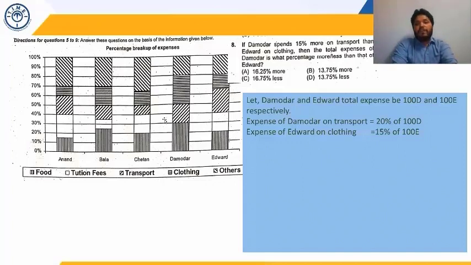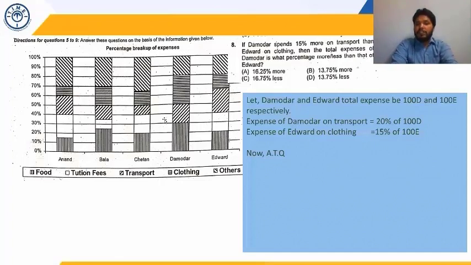So the expense of Edward on clothing is going to be 15% of 100D. Let's move further. Now, what does the question say? If Damodar spends 15% more on transport than Edward on clothing, then the total expenses of Damodar is what percentage more or less than that of Edward?